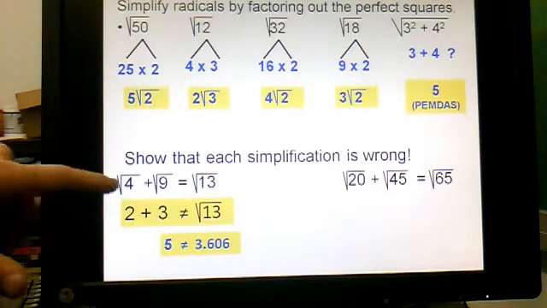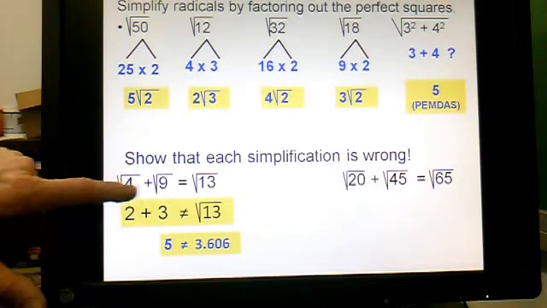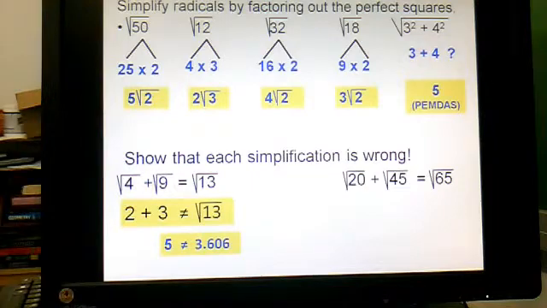So I just want to show you can't add radicals that don't have the same radicand, the same number inside here.